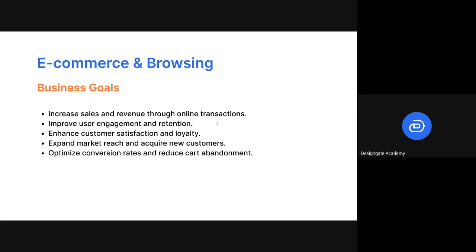So for most e-commerce browsing products, some of the business goals might include increasing sales and revenue through online transaction, improving user engagement and retention, enhancing customer satisfaction and loyalty, expanding market reach and acquiring new customers, optimizing conversion rates, and reducing cart abandonment. Now, these are the things you are likely going to be expected to solve, right?